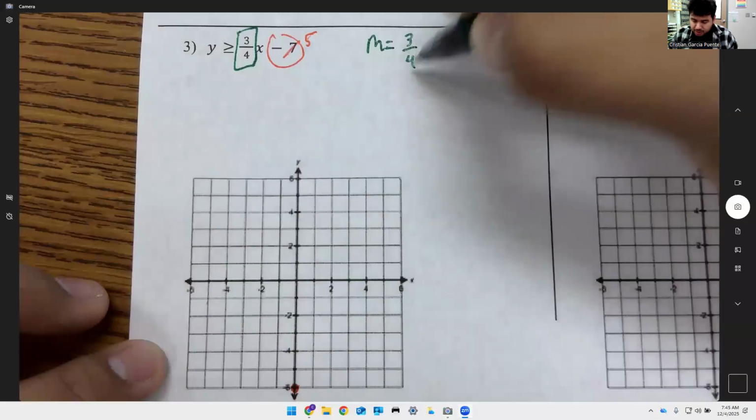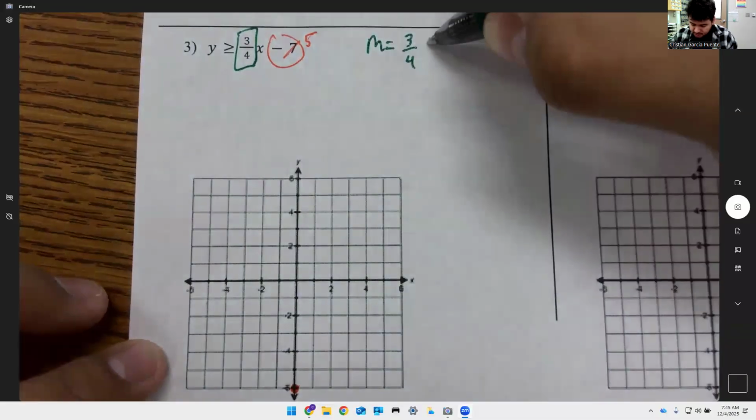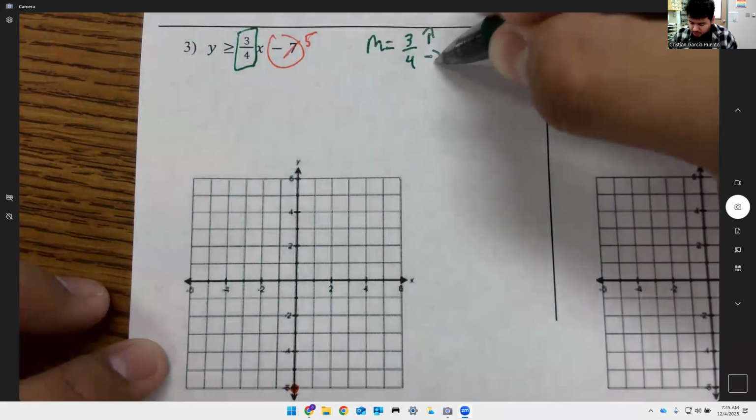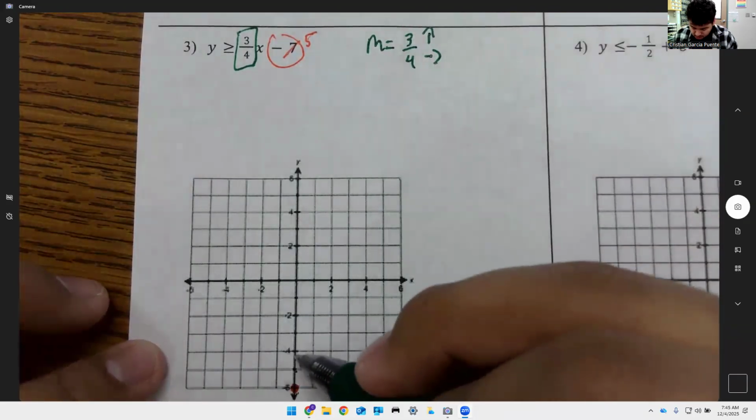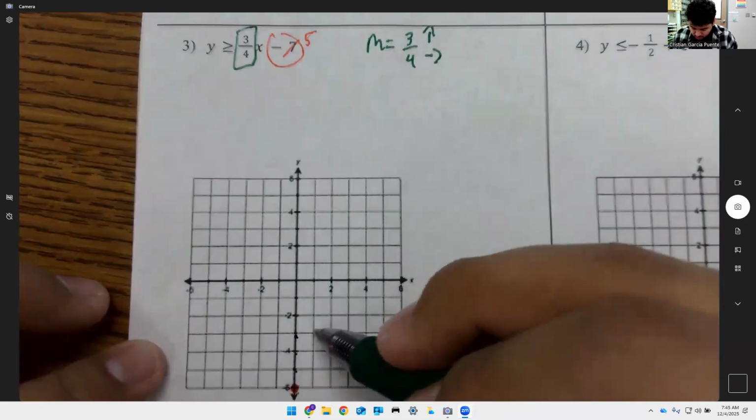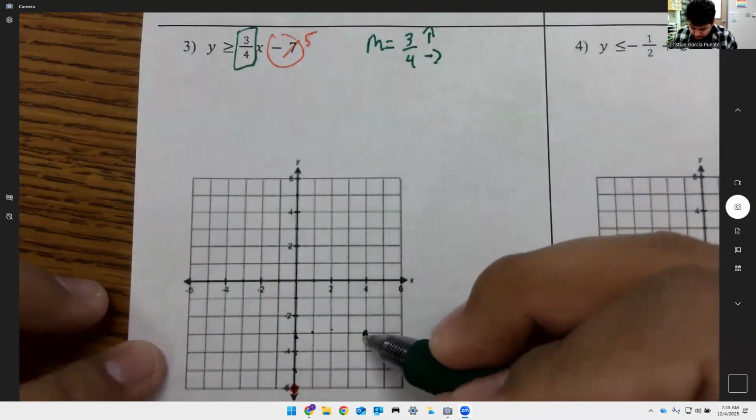So the top number is how much you're going up or down. So since it's a positive 3, you're going up 3. And the bottom number is always how much you're going right. So go to your point, go up 3. So 1, 2, 3, and right 4. 1, 2, 3, 4, and put a point.